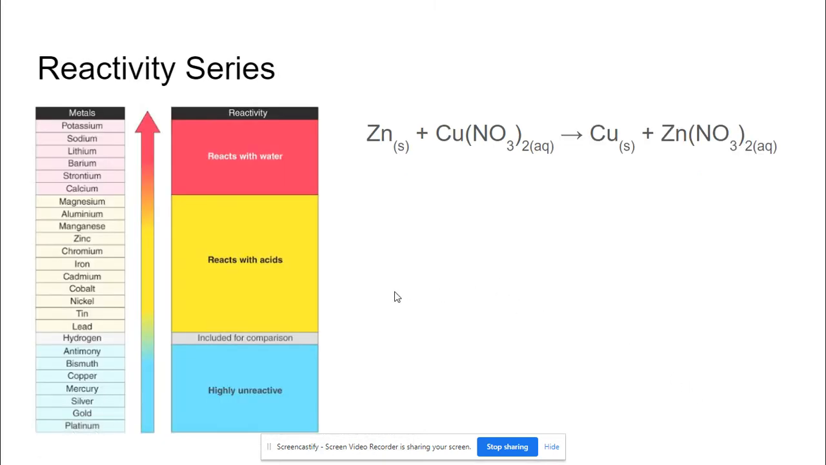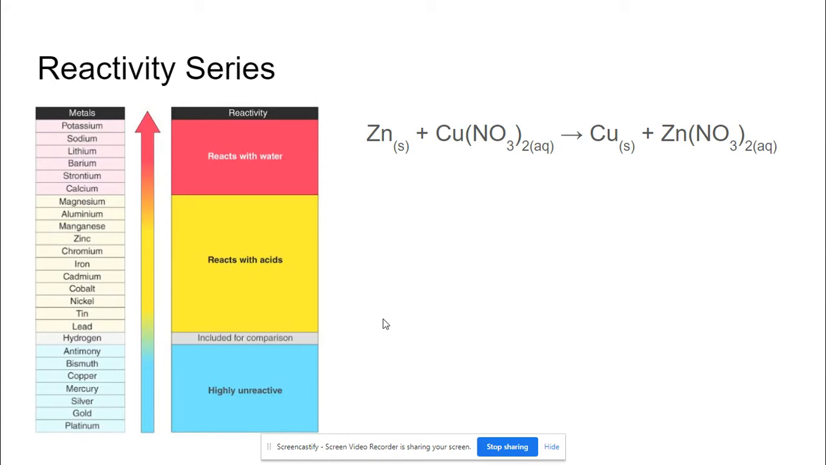This is a picture of the table that I have linked on this assignment. You can print this off. You can kind of keep it handy, save it to your computer. It's very helpful to have. This is called the reactivity series, and it's a look at all of the metals in order of their reactivity. The most reactive metals are at the top, and then they get less reactive as you move down. So you'll notice potassium is the most reactive metal up there at the top, and then platinum, the least reactive metal, all the way at the bottom.